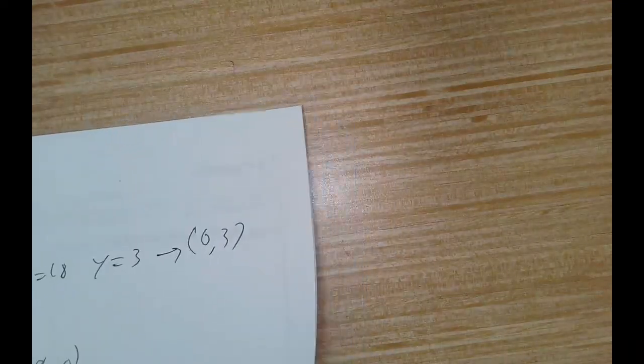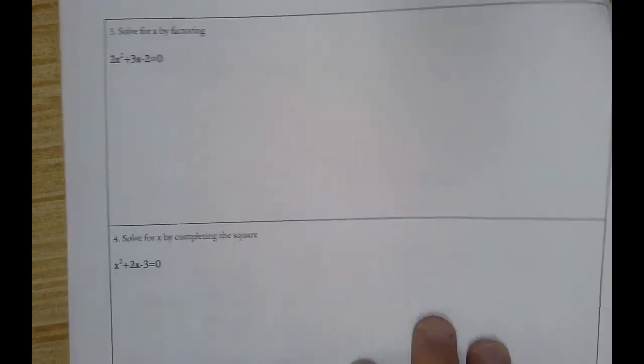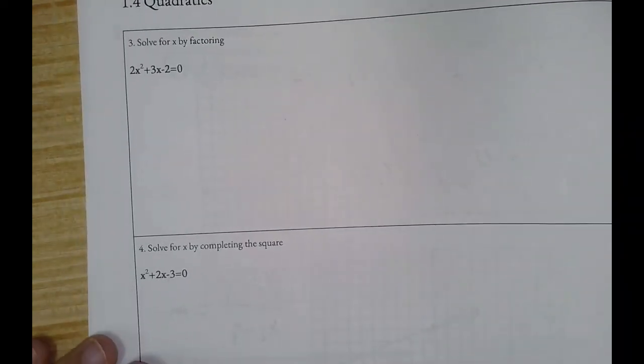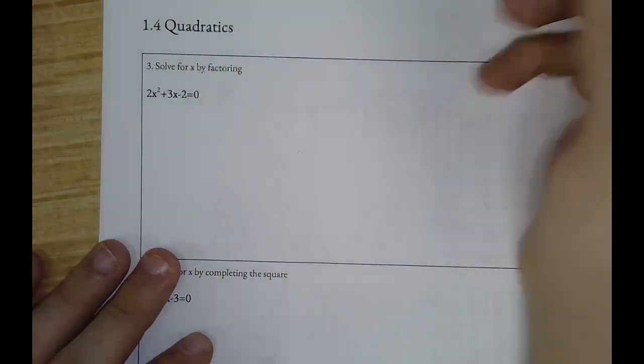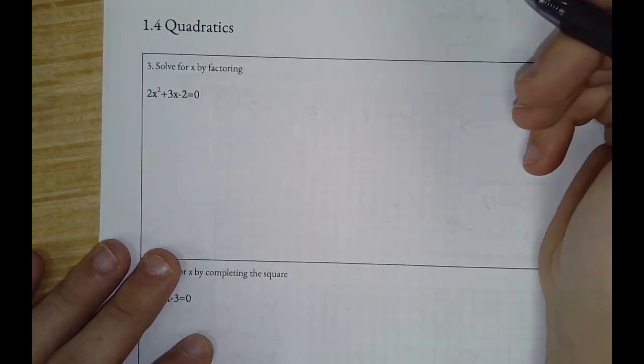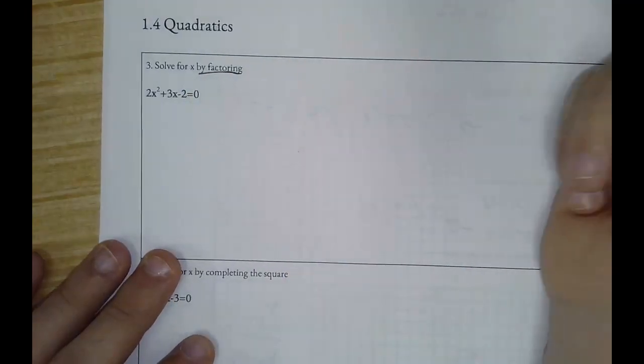Okay, that was 1.1 to 1.3. Moving on, we got some quadratics. So solving 3 different ways. First by factoring. Again, you all might have a method that works for you, and I'm gonna do what works for me. This is by factoring. That's the important part. As long as you're factoring, you're good to go.